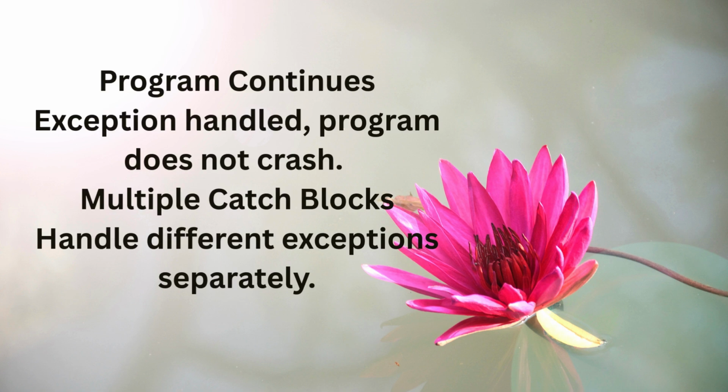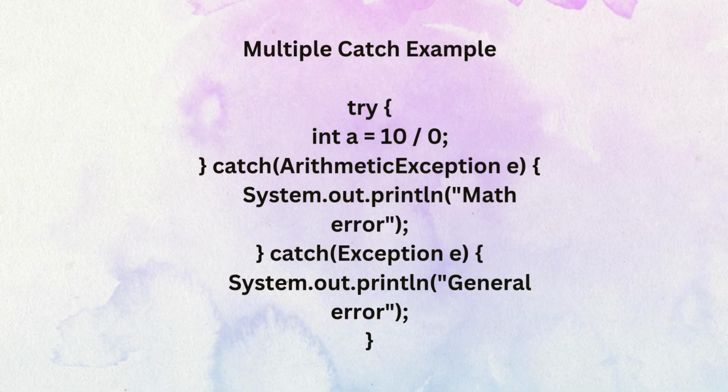Java also allows multiple catch blocks. This is useful when different types of exceptions need to be handled differently. Each catch block can handle a specific exception type. For example, one catch block can handle arithmetic exception, while another catch block handles general exceptions.